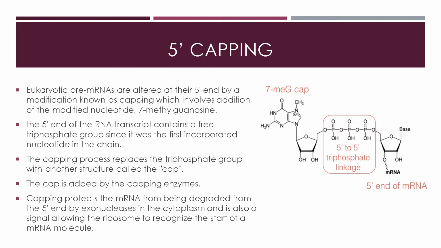This modification occurs at the 5' end of the pre-mRNA, where a modified nucleotide known as 7-methylguanosine is added and forms a cap. This modification is catalyzed by capping enzymes. This capping helps in protecting the mRNA from getting degraded by 5' exonuclease enzymes, and it also helps in recognizing the mRNA by ribosomes, which is necessary for translation.